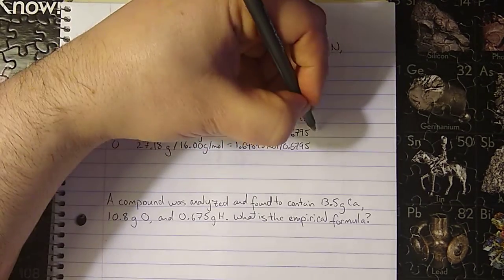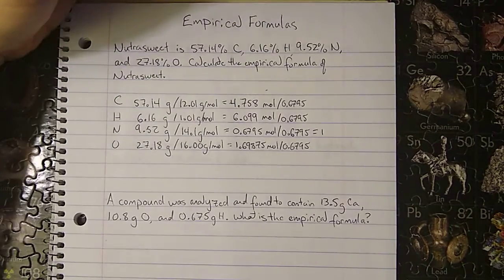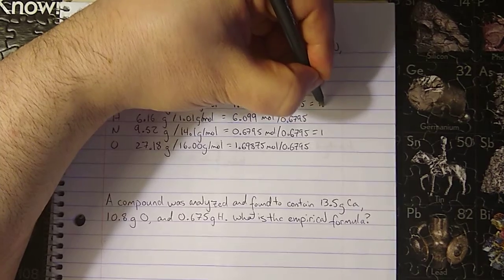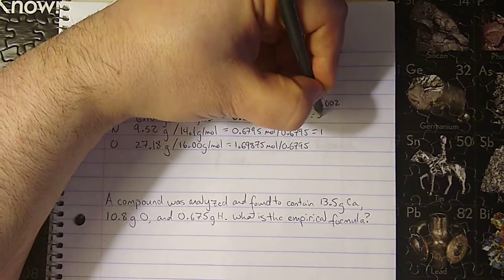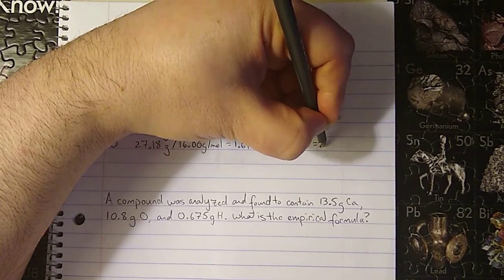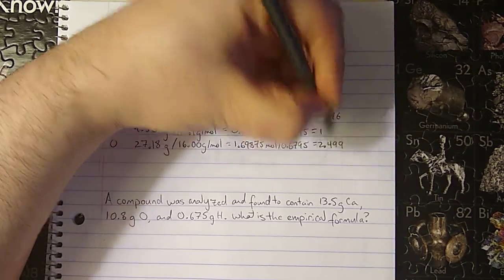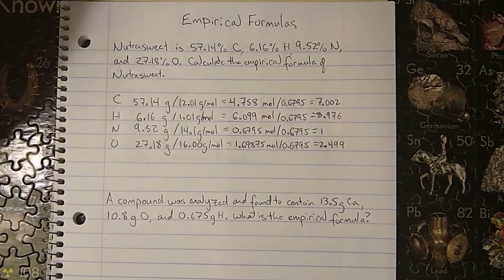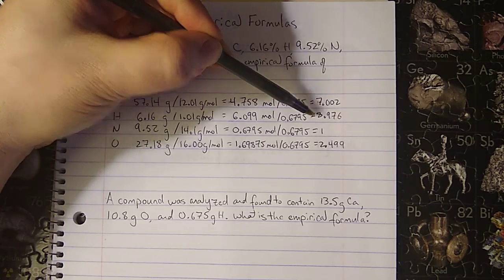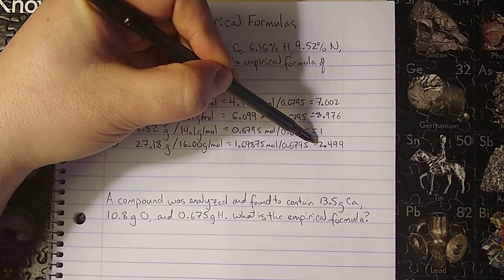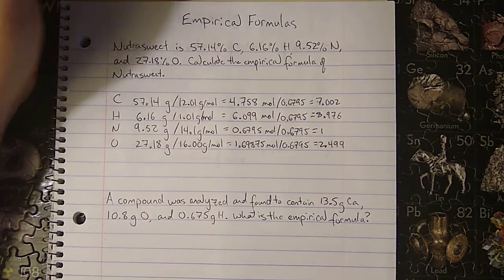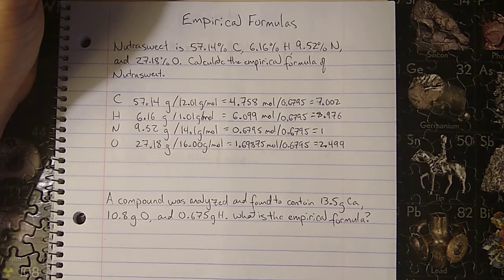Any number divided by itself will be 1, so we know the smallest number is going to be 1. As for the rest of them, we get 7.002, 8.976, and 2.449. Now, we do want to have a whole number ratio. We can easily round this number to 7 and this number to 9. However, the 2.449 is a problem. It is about halfway in between 2 and 3, and therefore cannot be rounded to either 2 or 3.